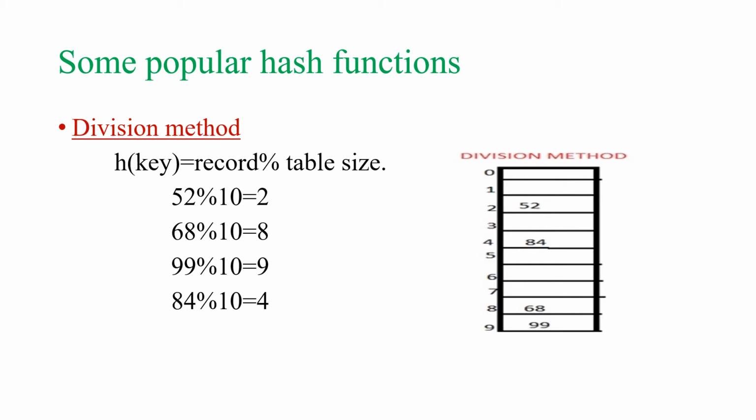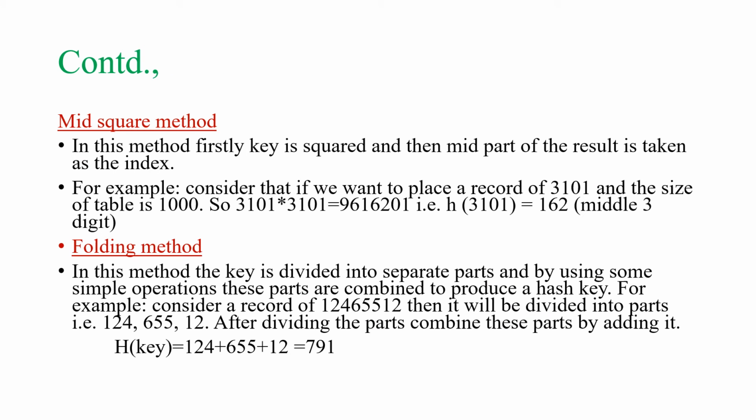Some of the popular hash functions. Division method: the division method states that you take the key value modulo table size. For example, the hash value for the key value 52 with table size 10 is 52 modulo 10, which equals 2. So in the hash table, at index position 2, the key value 52 is stored. Likewise, all the key values like 68, 99 and 84 are stored in the hash table.